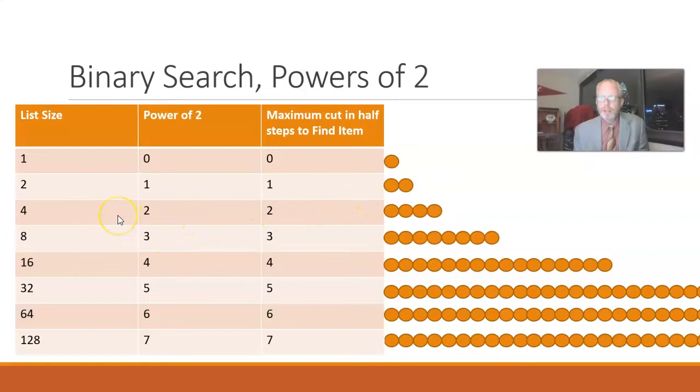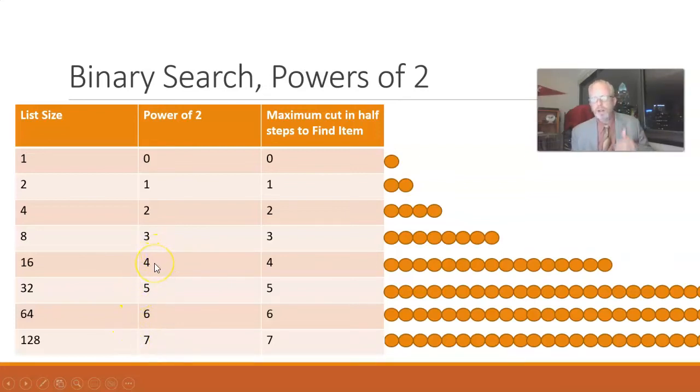So if we have a list size of 4, that's 2 to the power of 2, and at most, we're going to need to make 2 cut in halves to find our item. So maybe cut in half here, then cut in half here, then it's either to the right or to the left. Now, we continue with these powers of 2. So 2 to the power of 3 is 8, so that's the maximum size of our list, and that requires 3 cuts to find our item, worst case. 2 to the 4th, 16, 2 to the 5th, 32, 2 to the 6th, 64, 2 to the 7th, 128.